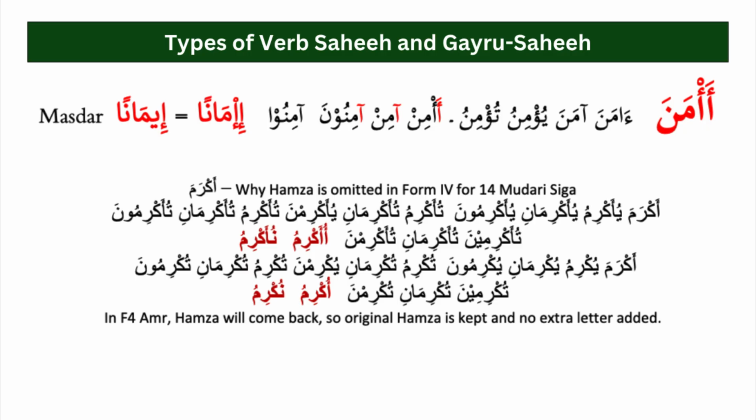And then the slide ends with the final reminder. In Form 4 Amr, Hamza will come back, so original Hamza is kept and no extra letter added. So this is the special beauty of Form 4. Hamza appears in the original past form. It becomes lighter in many Mudari forms. And then it returns again in the imperative. That is why students must learn not only the written form, but the logic behind the form.